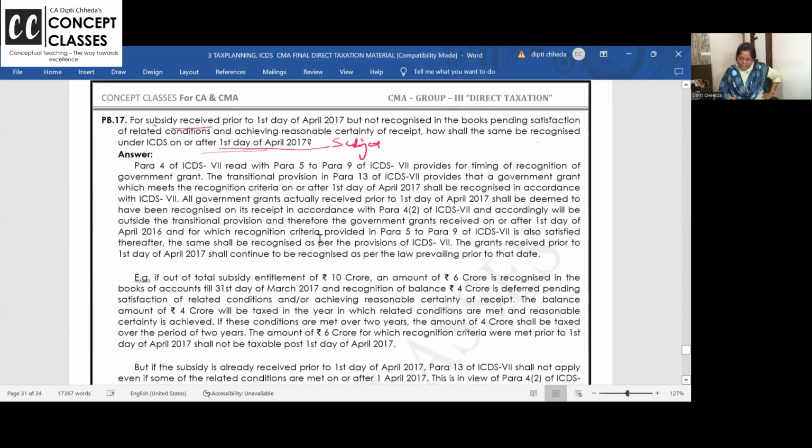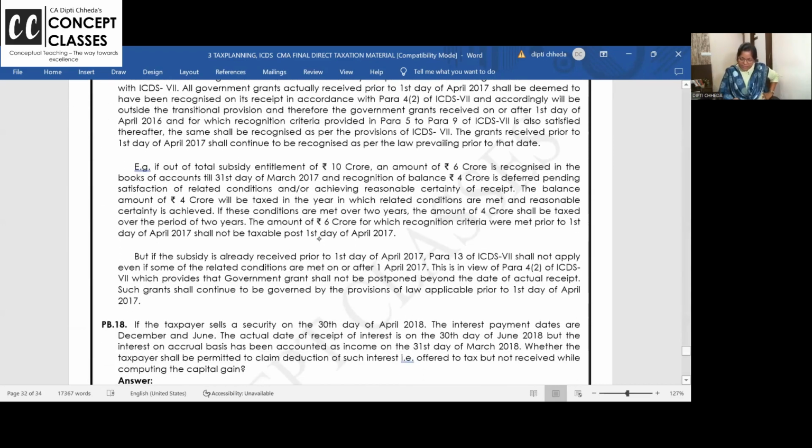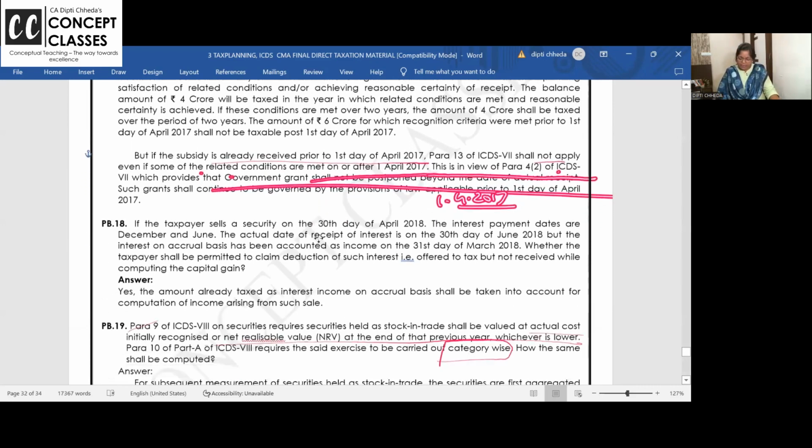So how will you recognize? Just if you receive. But if the subsidy is already received prior to 2017, it shall not apply. This view provides that government grant shall not be postponed beyond the due date of actual receipt. After 1st April 2017, when ICDS are applicable, whatever you have received, just take it as your income.